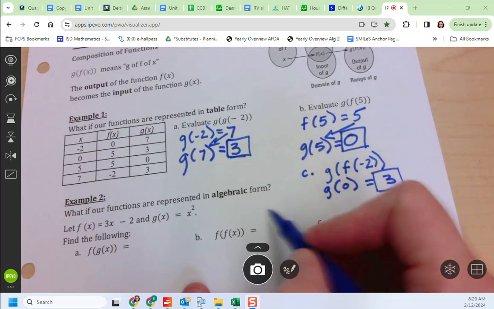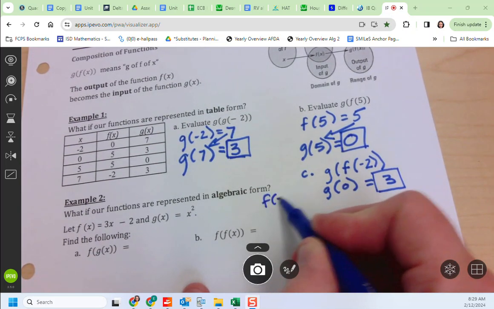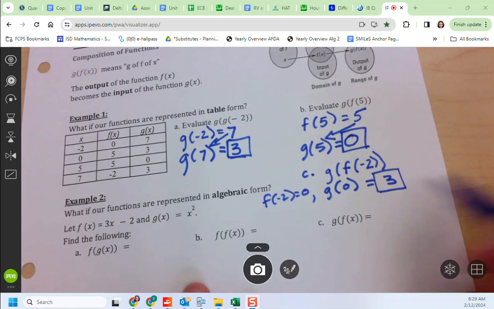Forgot to show you the step over here. We said f of negative 2 is 0, and then g of 0.